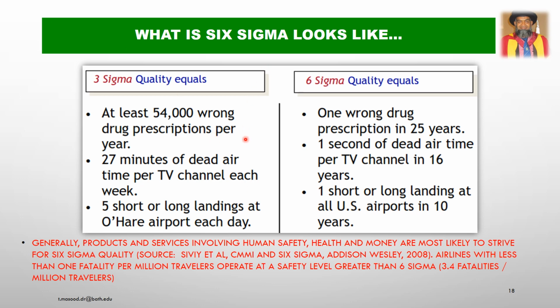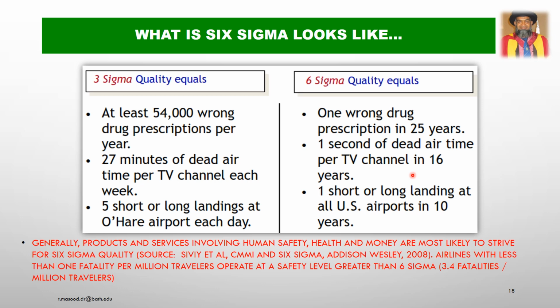Now I have 2 cases, a 3 sigma quality management system and a 6 sigma quality management system. My 3 sigma quality management system demonstrates 3 key improvement factors. Number 1, at least 54,000 wrong drug prescriptions per year. Number 2, 27 minutes of dead air time per TV channel each week. Number 3, 5 short or long landings at Harare airport each day. If I compare with 6 sigma, it demonstrates entirely different values. Number 1, 1 wrong drug prescription in 25 years. Number 2, 1 second of dead air time per TV channel in 16 years. Number 3, one short or long landing at all US airports in 10 years.